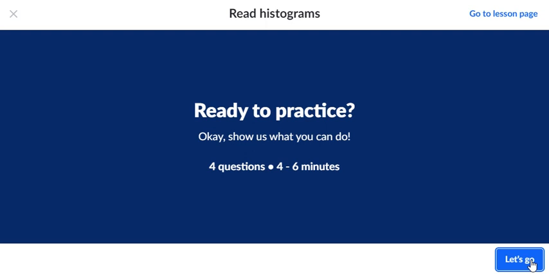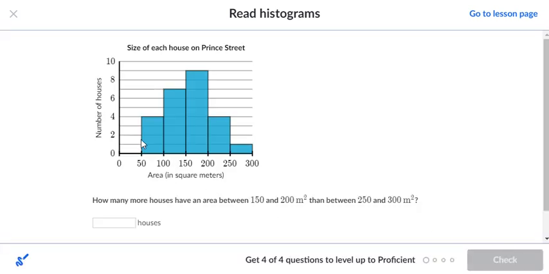Reading and interpreting data, read histograms. So right here we have a histogram. A histogram is similar to a bar graph, except that it gives you a range of numbers. It goes from 0 to 50, from 50 to 100, from 100 to 150, 150 to 200, 200 to 250, and 250 to 300.